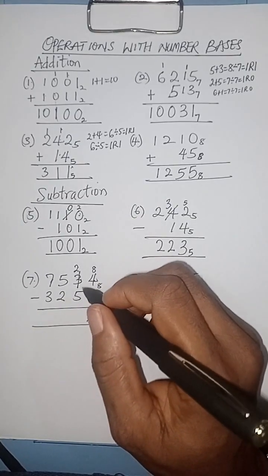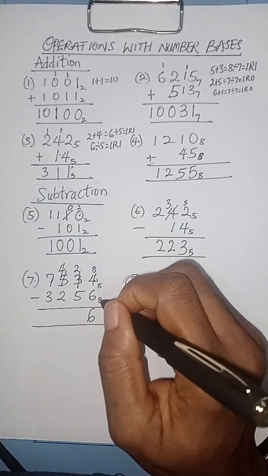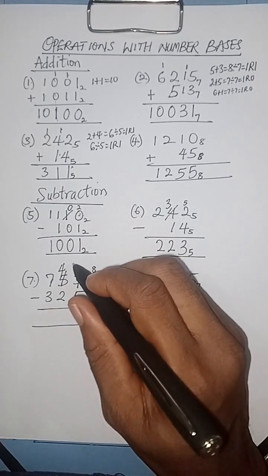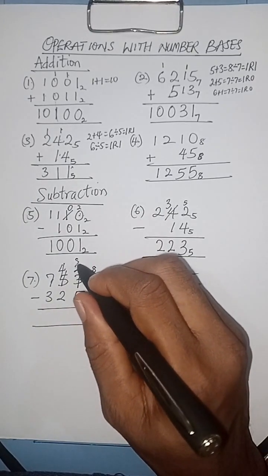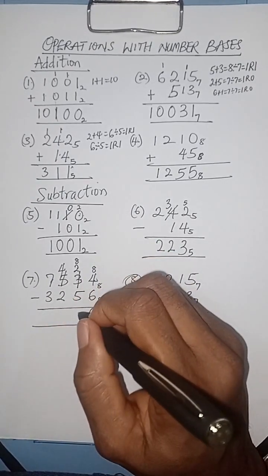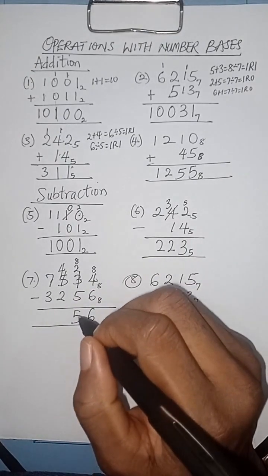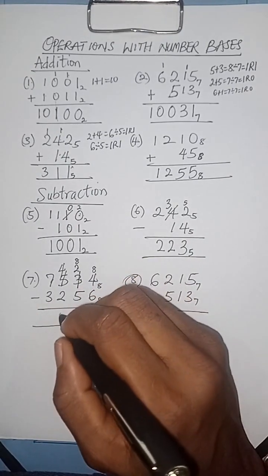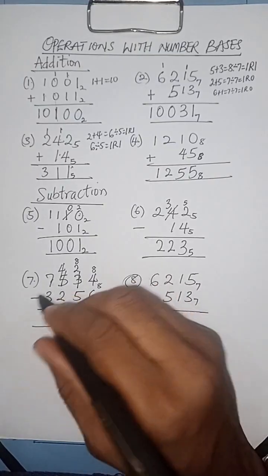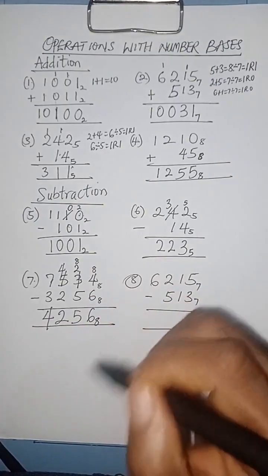2 minus 5, it can't. So you borrow 1 from the next digit. What you borrow becomes the base, 8. So again, you put the 8 here. 8 plus 2 is 10. Before you use it to subtract 5, to give you 5. I hope it's making sense now. Then 4 minus 2 is 2. And 7 minus 3, it's 4. All in base 8.